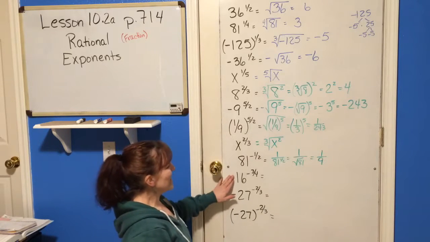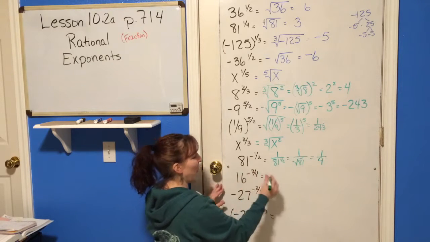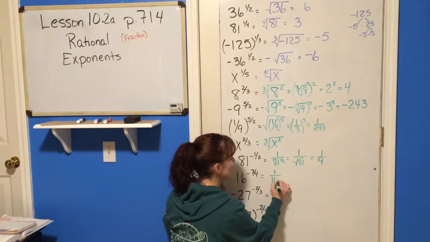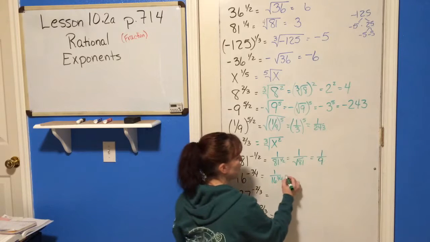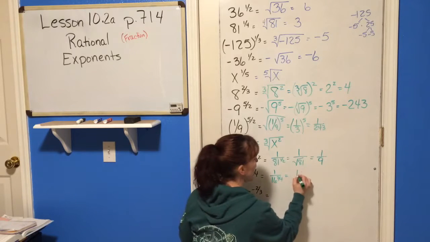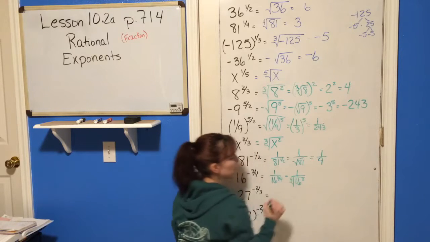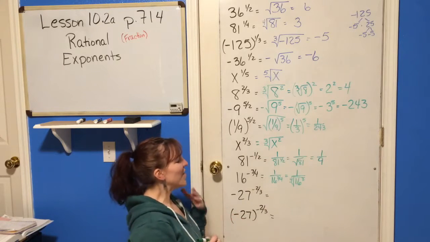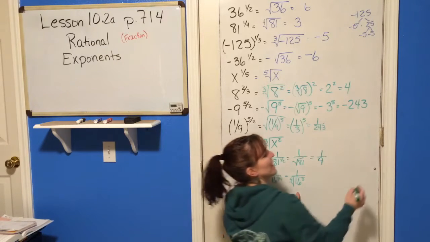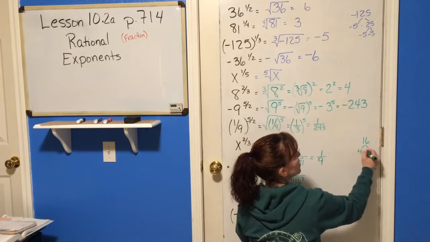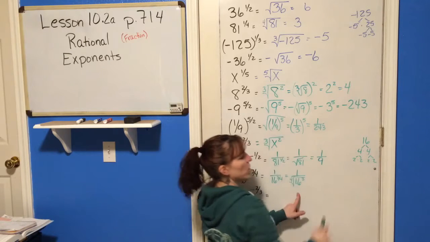All right. 16 to the negative 3/4 power. So first you're going to get rid of the negative power. So 1 over 16 to the 3/4 power. And now deal with your exponent. So we're going to have 16 to the 3/4 power. And then let's look to see if 16 has a fourth root. That'll make our lives really easy. So 16 is 4 times 4, and 4 is 2 times 2. So I've got four 2's.